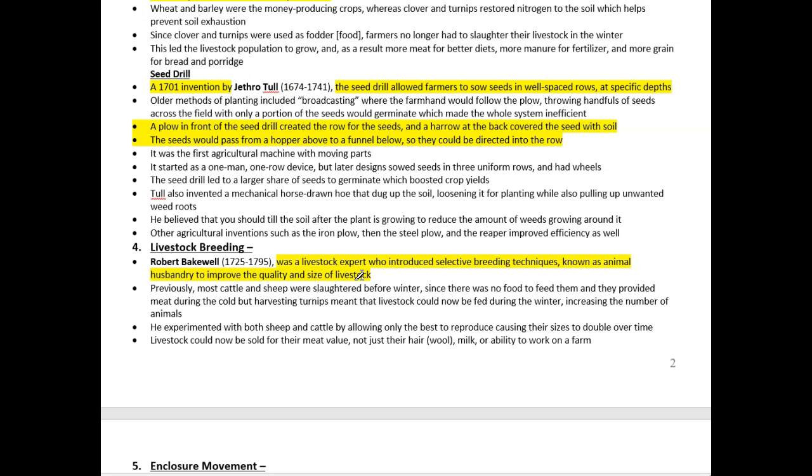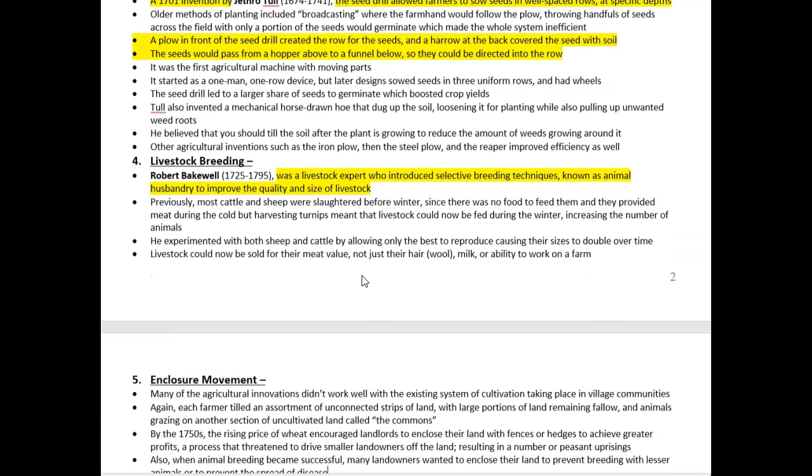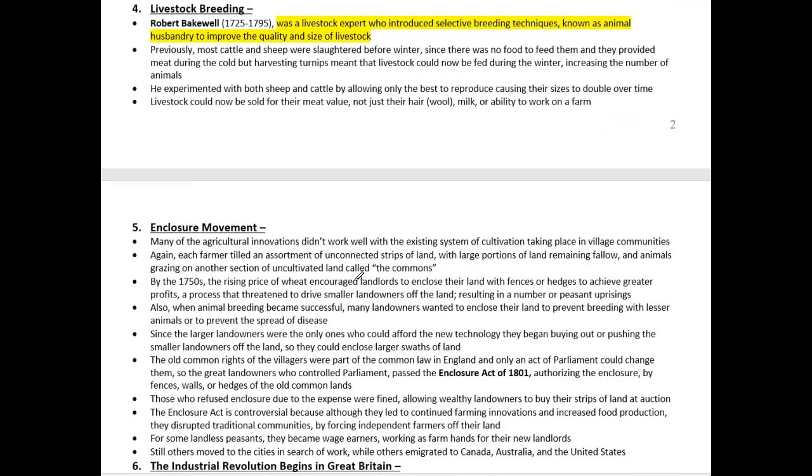Livestock could now be sold for their meat value, not just their hair, wool, milk, or ability to work on a farm. Number 5, the enclosure movement. Many of the agricultural innovations didn't work well with the existing system of cultivation taking place in village communities. Again, each farmer tilled an assortment of unconnected strips of land, with large portions of land remaining fallow and animals grazing on another section of uncultivated land called the commons.